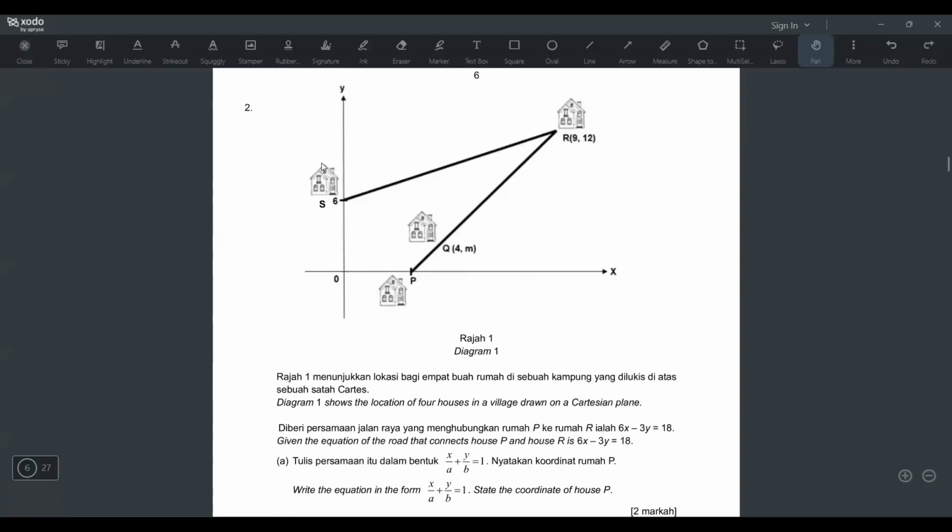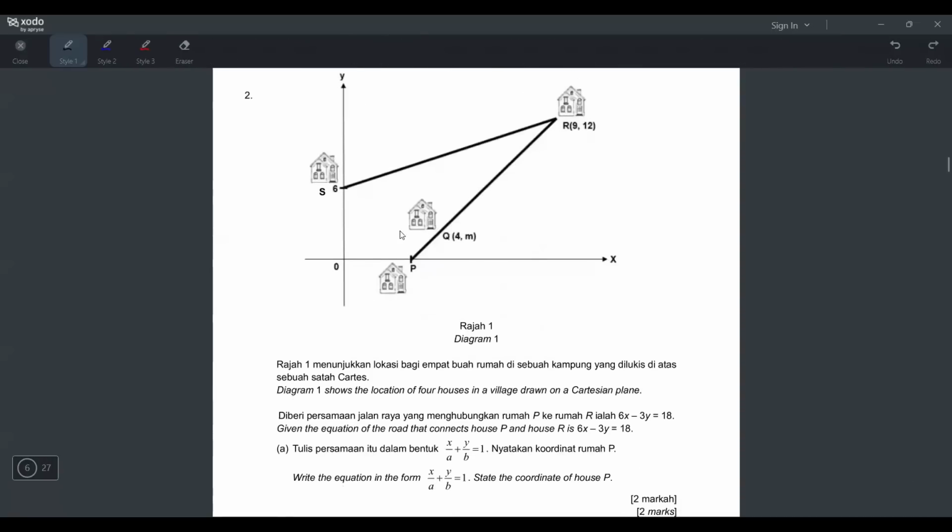Okay, sudah siap? All right, let's continue with number 2. This looks like a coordinate geometry question, right? Because they give us some coordinates here. Okay, let's read the question. Diagram 1 shows the location of 4 houses in a village drawn on the Cartesian plane. So 4 houses, P, Q, R, S, yes. All right, now this says given the equation of the road that connects P and R is this equation. So I will go to PR. This garisan, I will just label it 6x minus 3y equals 18.